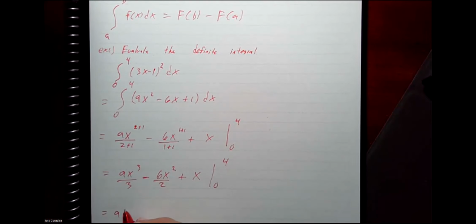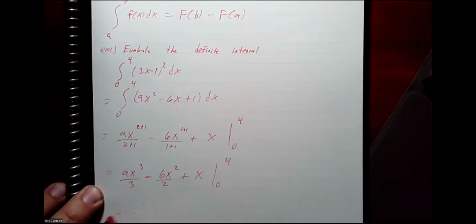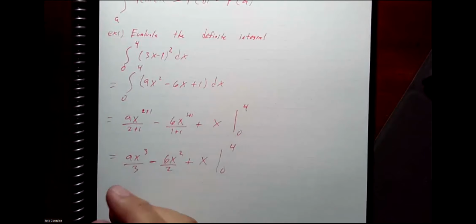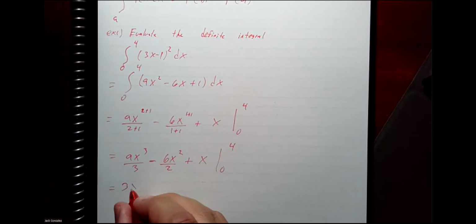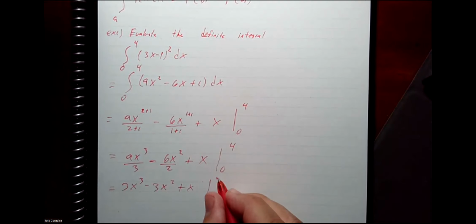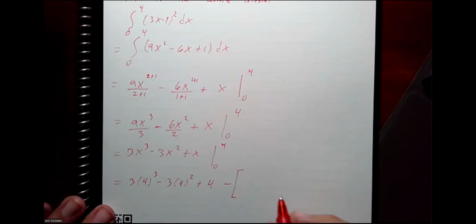So this will be 9 times 4. Actually, you can reduce this. Let's reduce it first. Before we apply the fundamental theorem, reduce your function. This would be 3x cubed minus 3x squared plus x. So that'll be 3 times 4 cubed minus 3 times 4 squared plus 4 minus the whole function. I recommend putting a bracket here so you don't mess it up.